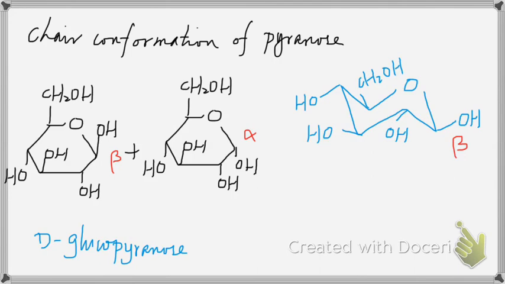So when you draw the chair conformation for sugar molecules, make sure you put that CH2OH, the biggest substituent, on the equatorial position. Okay? So that's why right at the beginning, I told you to draw the chair in this form so that your CH2OH will be on the equatorial position automatically. All right, this is true for D sugar only. All right. Now let's see the alpha form.